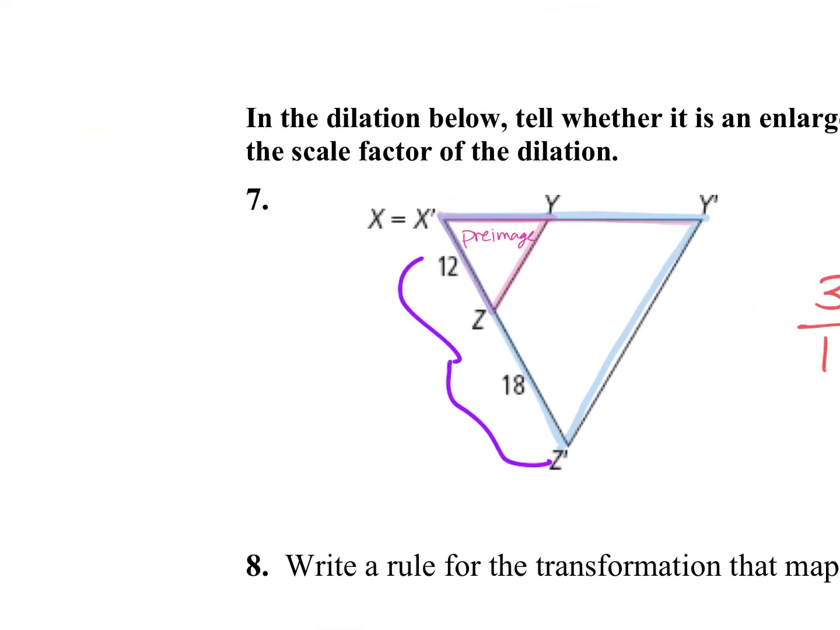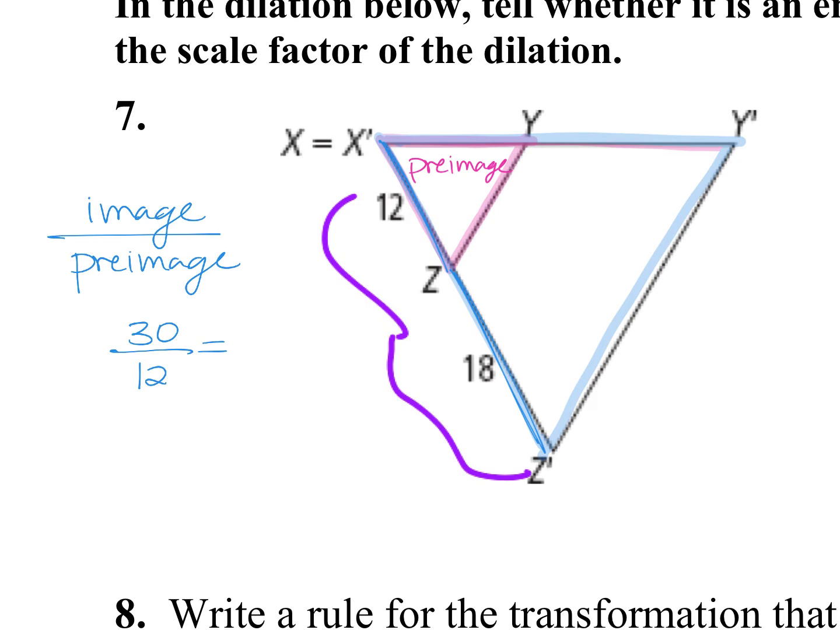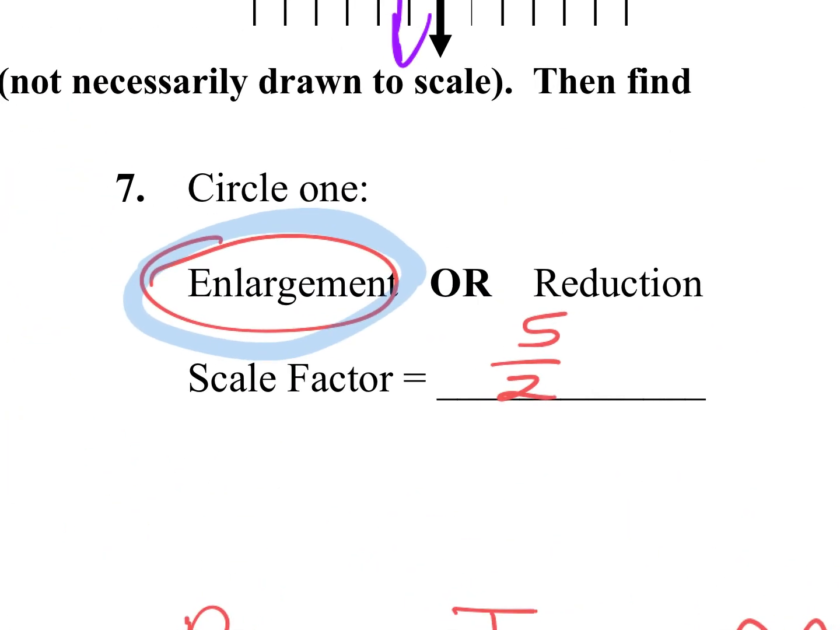Your scale factor, here's where it gets done wrong, because people tell me a scale factor that doesn't make sense for an enlargement. Here's what you're doing. Your scale factor is always your image over your pre-image. What is the length of the image? 30. 12 and 18, right? So 30 is your image. What's your pre-image? 12. And then you reduce it. Both of those are divisible by 6. So 5 to 2, which makes sense for an enlargement because that's a number greater than 1, right? 5 over 2 is 2.5. That makes sense. It grew by 2.5 times, okay?